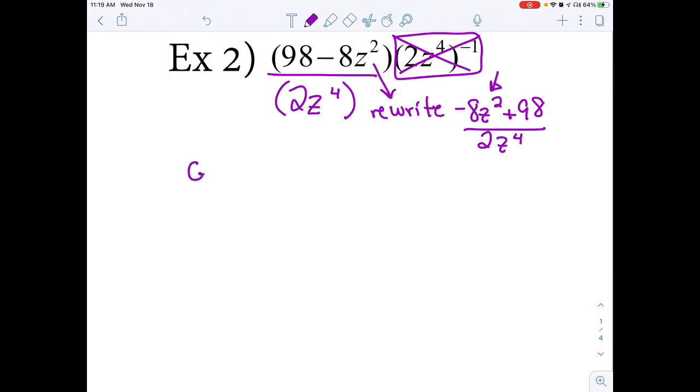So the top has a GCF. What goes into 8 and 98? Hopefully you're thinking about 2. But because the leading term is 2 and it's negative, I want to take out a negative and a 2. Now watch what that does.